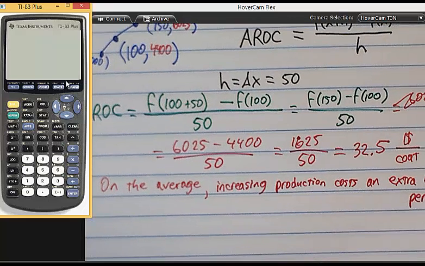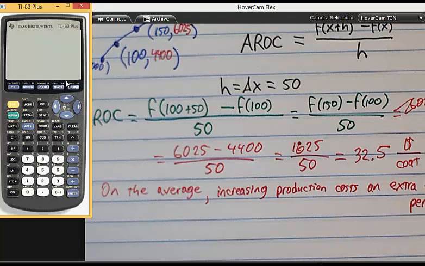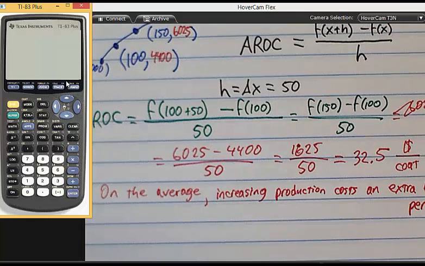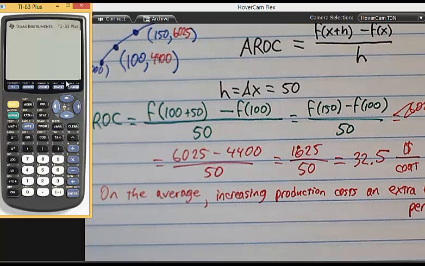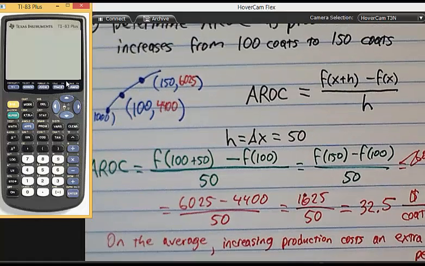So you see, this can be used to figure out, hey, do you want to increase production or not? If we're going to increase another 50 coats, well, we're going to be paying an extra $32.50 per coat. And then you got to ask, what are you selling them for? If you're selling them for 25 bucks, don't do it. Right? If you're selling them for 40 bucks, maybe you're going to turn a profit. You guys follow? Now, part B is asking about instantaneous rate of change.